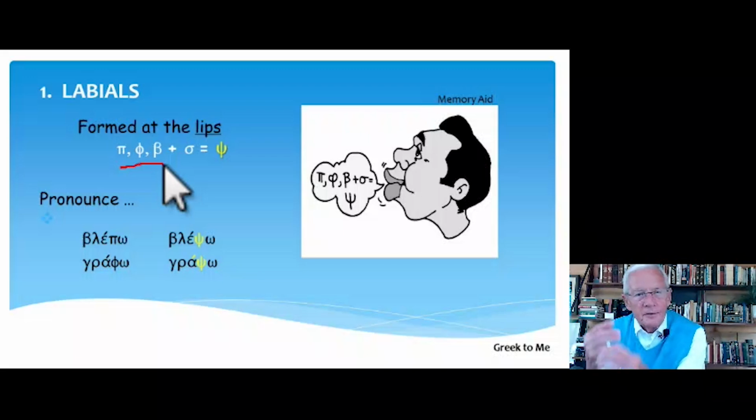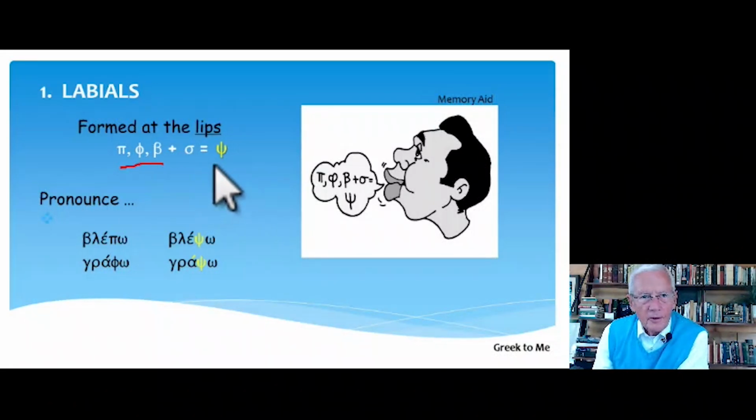Anytime you add the sigma suffix to the labials, the new letter that you end up with is the psi, and this only stands to reason. The pi makes the p sound, the sigma makes the s sound, and you put those two together and you have ps, which is the letter psi.